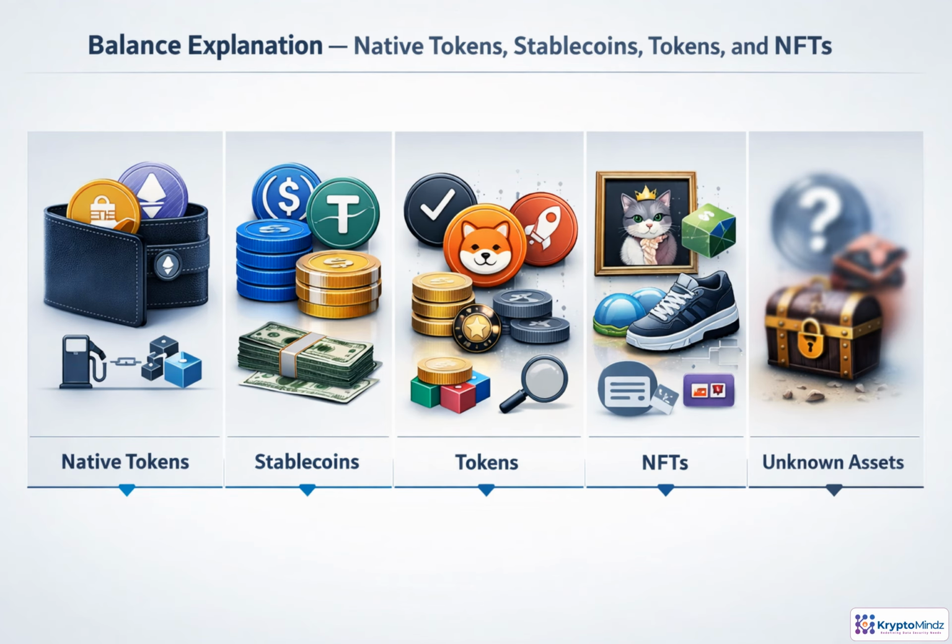Not every wallet asset should be explained the same way. Native tokens matter because they pay gas and move value on that chain. Stablecoins often represent dollar-denominated liquidity, but still depend on issuer and chain context. Other fungible tokens may reflect governance, rewards, memes, or project utility. NFTs require a different lens, including metadata, collection reputation, and valuation uncertainty. Unknown assets should be handled cautiously, not presented as trusted value.